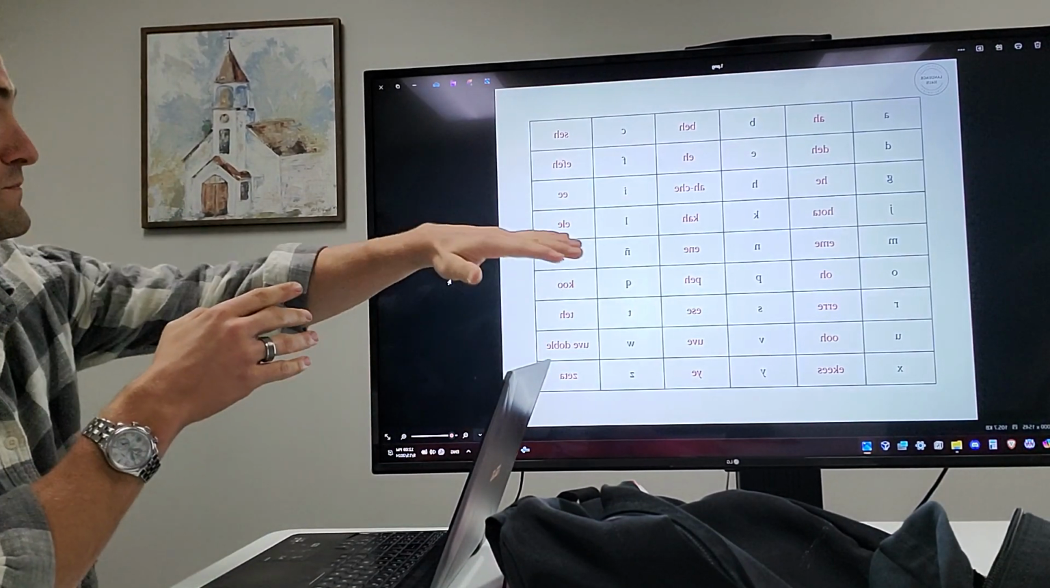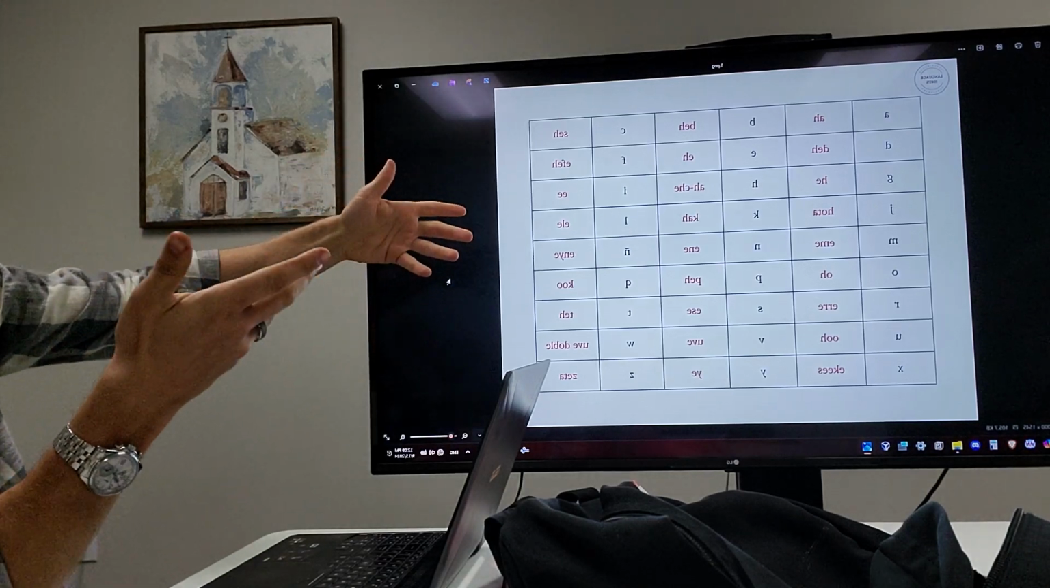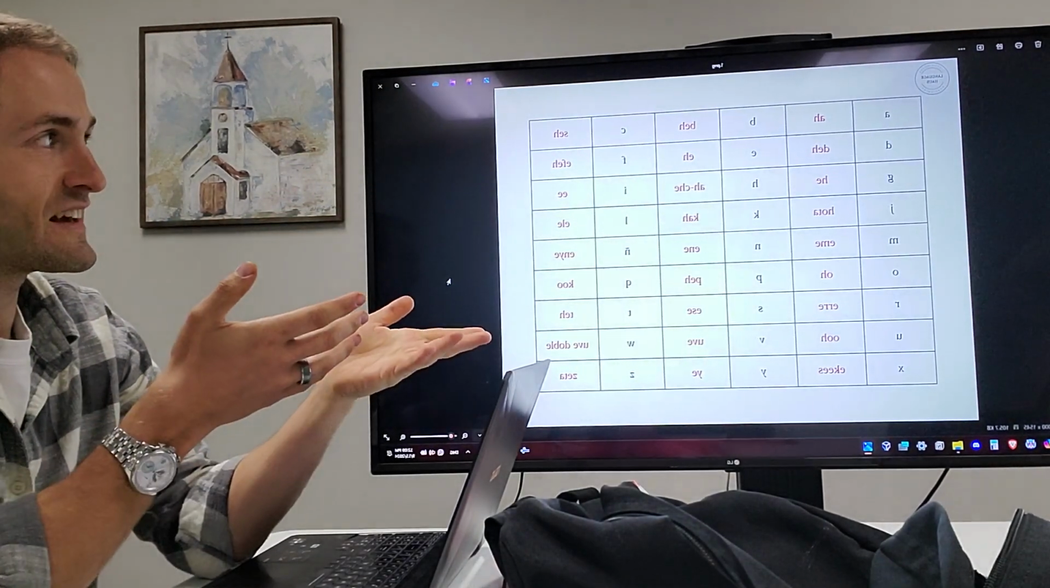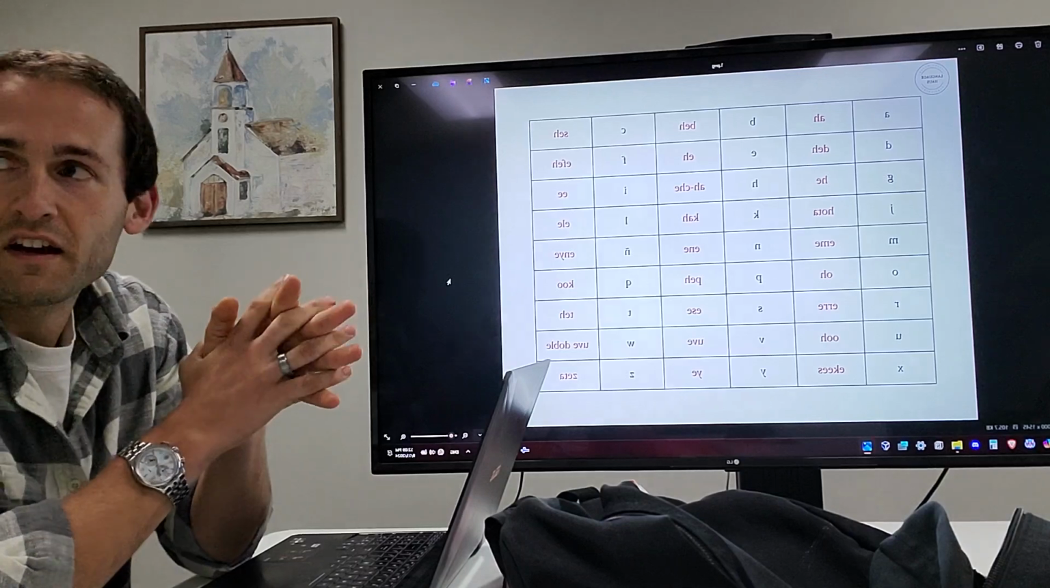But just going right across, the letter itself is in black, and then the pronunciation is in red. Does anybody want to take a crack at that?